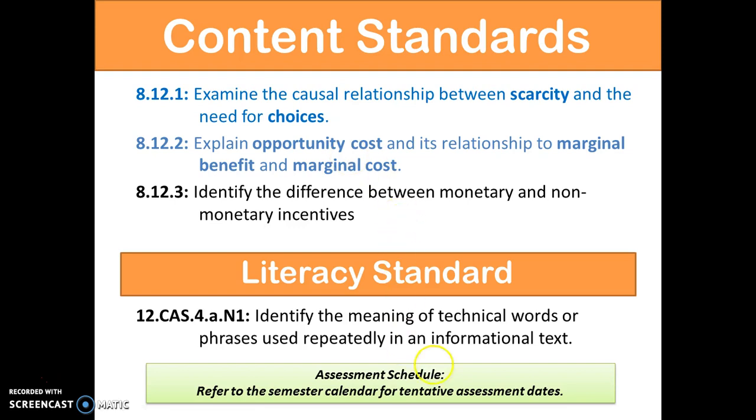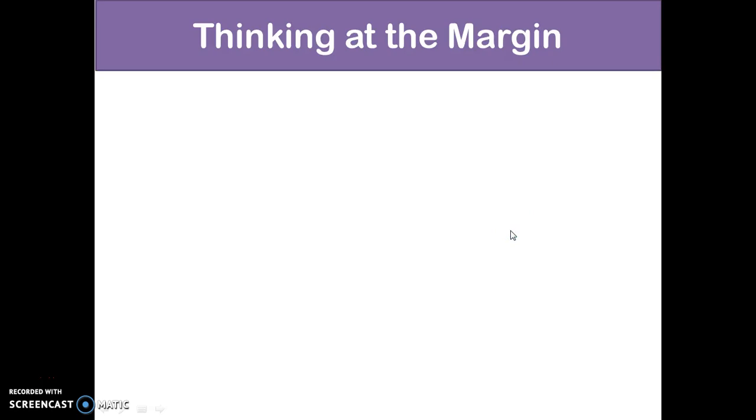So thinking at the margin, economists rarely think in terms of an all or nothing situation. In fact, you and I, businesses, don't think in all or nothing terms. We usually think about, well, I'm going to eat lunch, but how much more am I going to eat? Am I going to have one more scoop? Am I going to have one more bite of this cookie? We're always thinking at the margin.